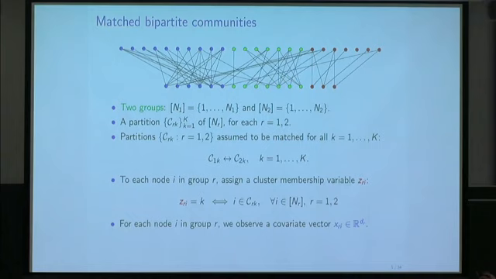And then I also have a covariate associated with each node in each group. And so the dimension could be different on the two sides: D1 on this side, D2 on the other side. Or they could, in general, live in different spaces.